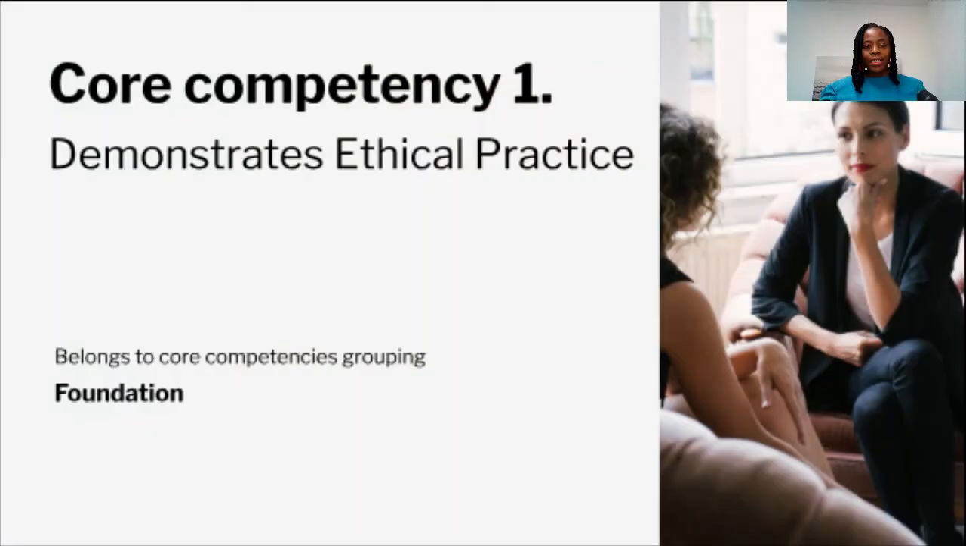The first one we are talking about here, which is that the coach demonstrates ethical practice, is part of that foundation. One quick remark I'll make before we dive deep in is that they're using verbs. If you notice the verb for each core competency, these are active verbs: demonstrates, listens, evokes. It is what the coach does. So these are core competencies for the coach.